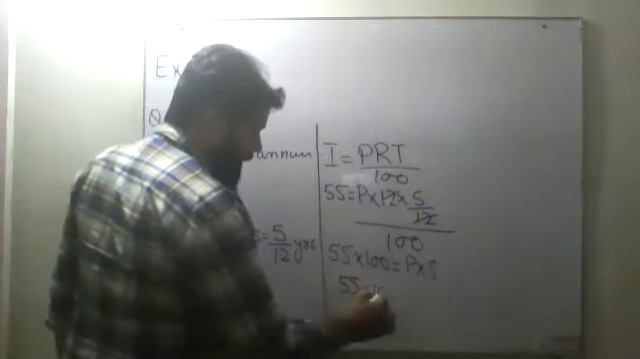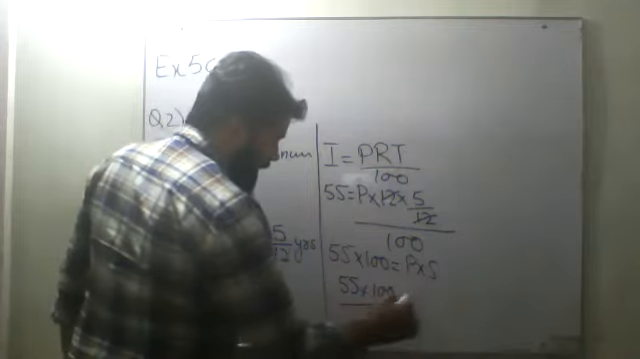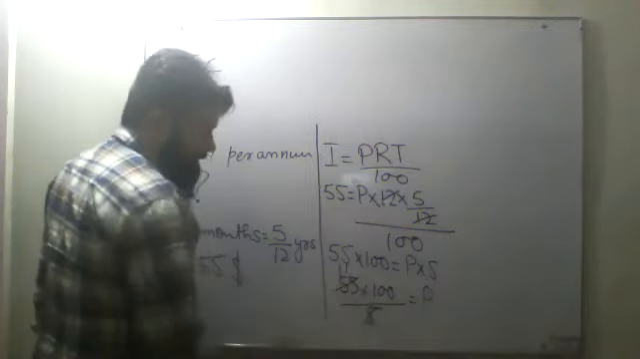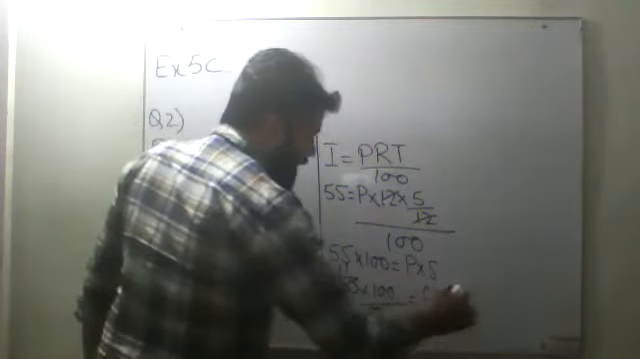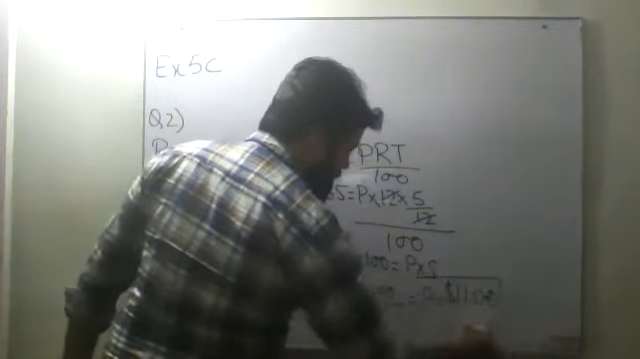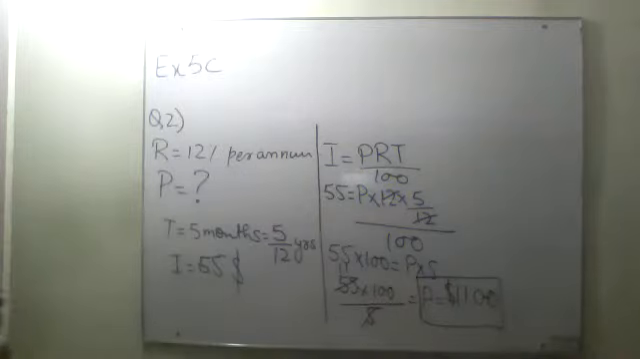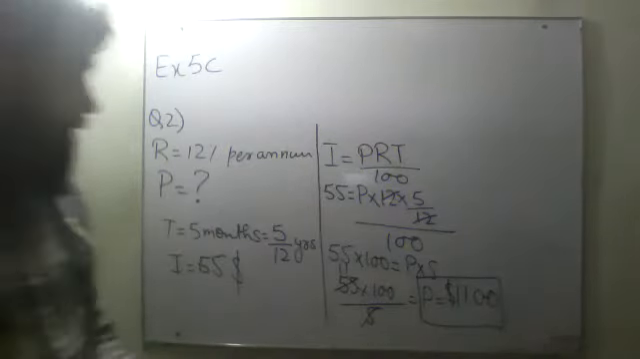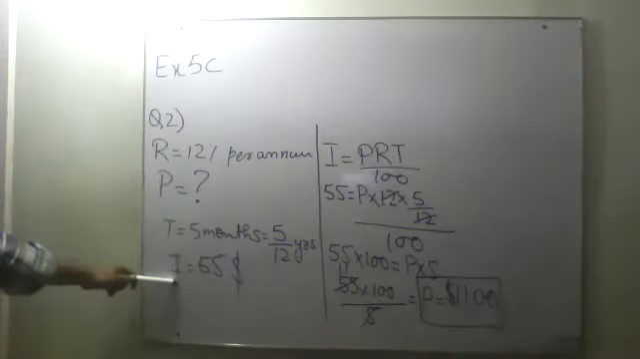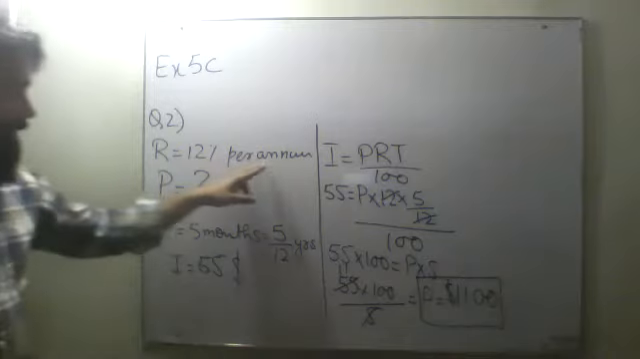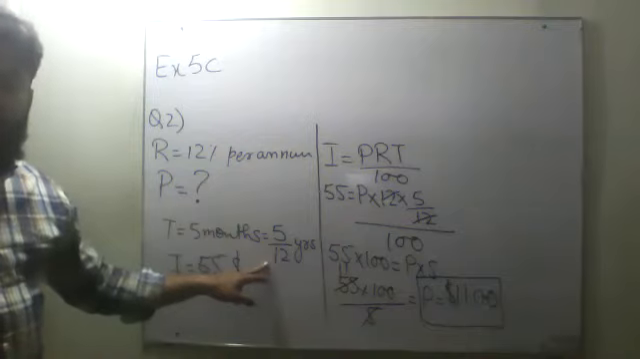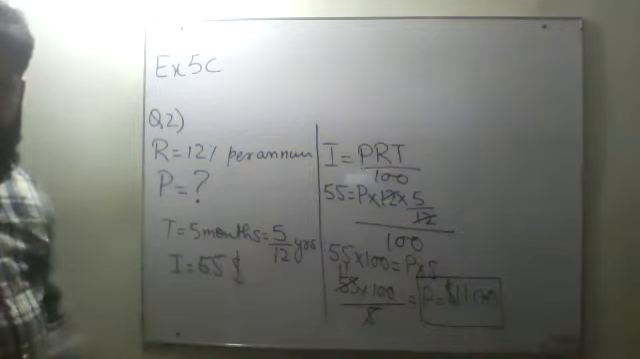55 into 100 over 5 equals P. 5 and 55 will be cancelled. 11 into 100, your final answer is coming $1,100. $1,100 is the amount which was being taken. Important thing, this was given in annum, so I have shifted my time also to per year or per annum, right?